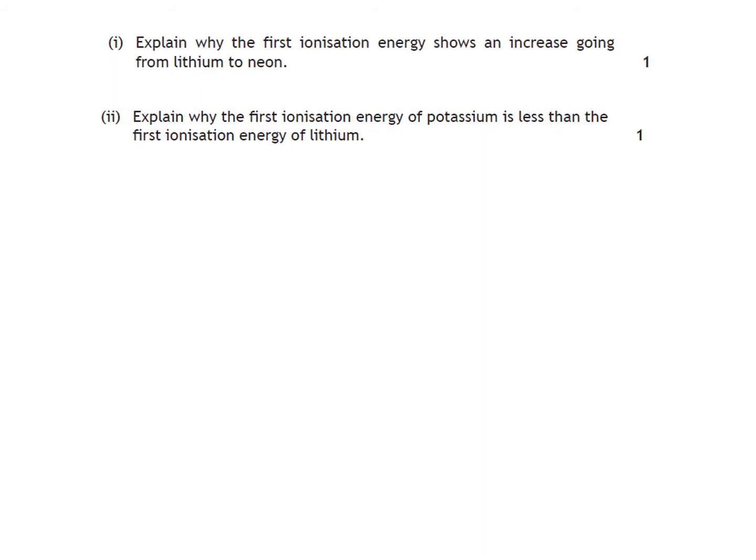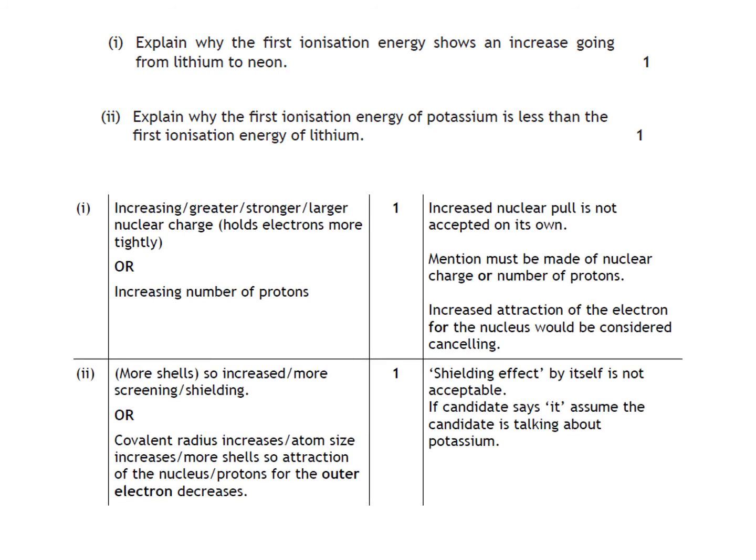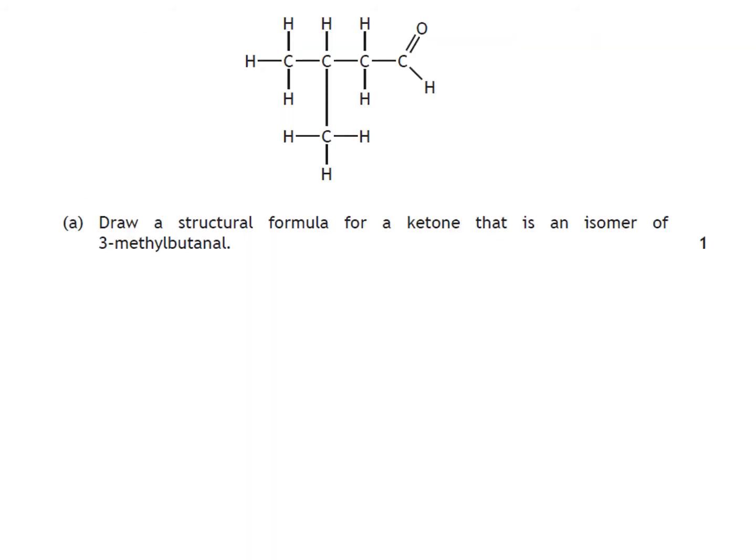So this is right back to the beginning of Unit 1. It's asking you to put down some information about the ionization energy. Okay, here we go. Again, you can just pause this and read through this on your own time. Just a reminder that the left-hand column is the correct answers and the right-hand column is the additional guidance, okay? Next question.